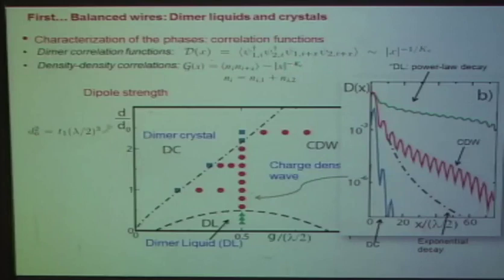And now, the way in which we decide in which phase we are depends on the relative strength of this correlation versus this correlation. So if this correlation dominates, then we are in what we call a dimer liquid. Otherwise, we are in a charge density wave.